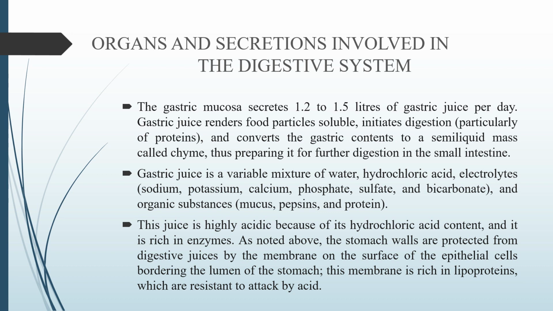Gastric juice is a variable mixture of water, hydrochloric acid, electrolytes, that is sodium, potassium, calcium, phosphate, sulfate and bicarbonate, and organic substances, that is mucus, pepsin and protein. This juice is highly acidic because of its hydrochloric acid content and it is rich in enzymes. As noted above, the stomach walls are protected from the digestive juices by the membrane on the surface of epithelial cells bordering the lumen of the stomach. This membrane is rich in proteins which are resistant to attack by acid.